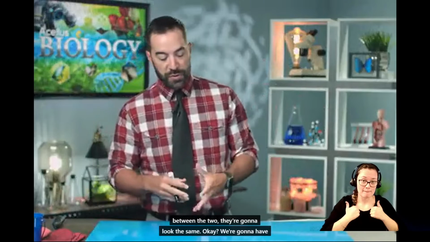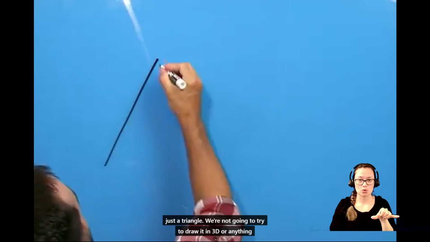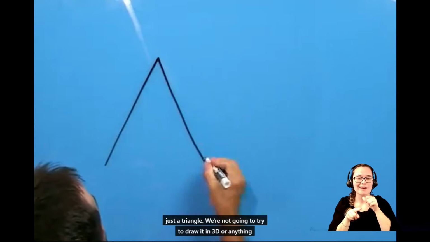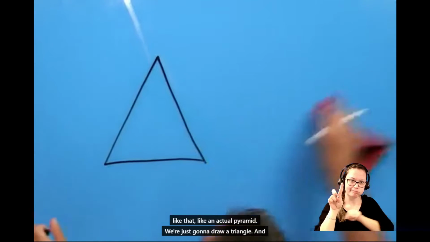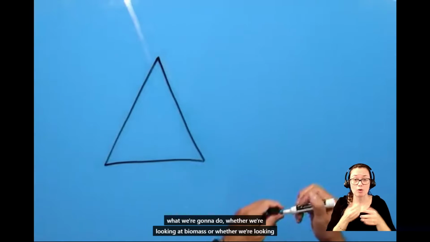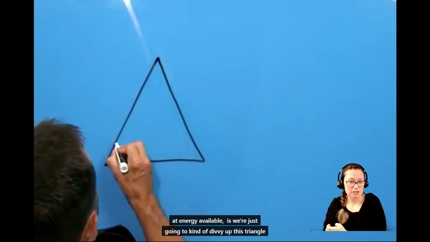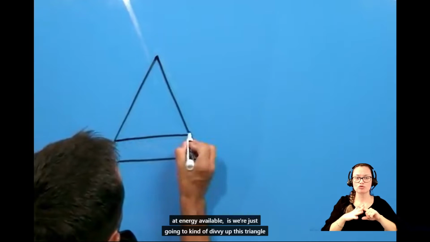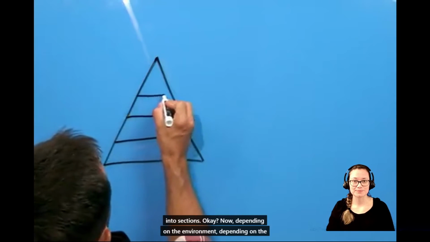When we draw the pyramids, whether we're drawing energy or biomass, and I'll show you the comparison between the two, they're going to look the same. We're going to have just a triangle. We're not going to try to draw it in 3D like an actual pyramid. We're just going to draw a triangle. Whether we're looking at biomass or energy available, we're just going to divvy up this triangle into sections.